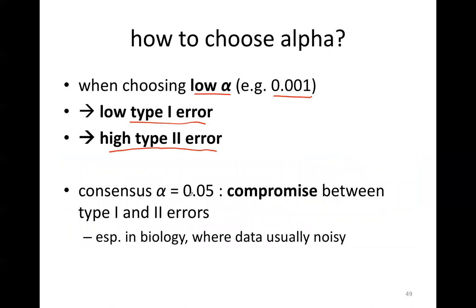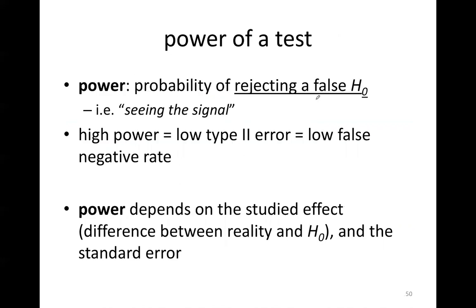Yeah, so the trade-off in biology, as we said, is a compromise. We choose 0.05. Our data is usually noisy, so to catch a signal with limited sample size, usually we can't be too strict, but that also means we're producing many false positives. Yeah, and again, this might change in the future.